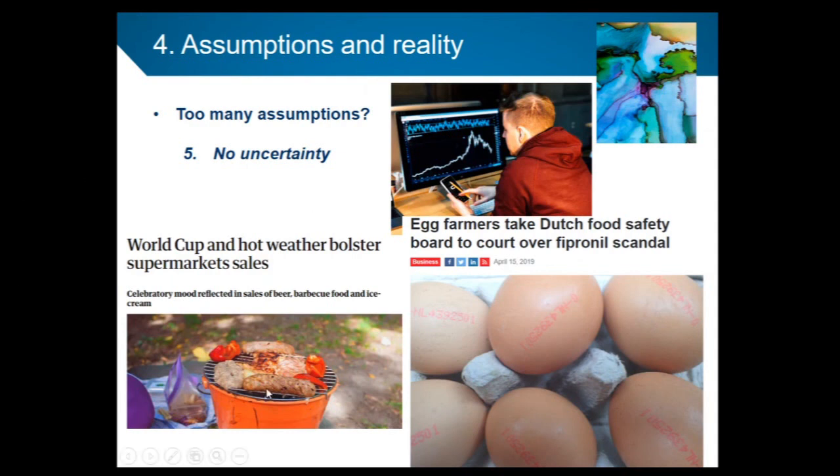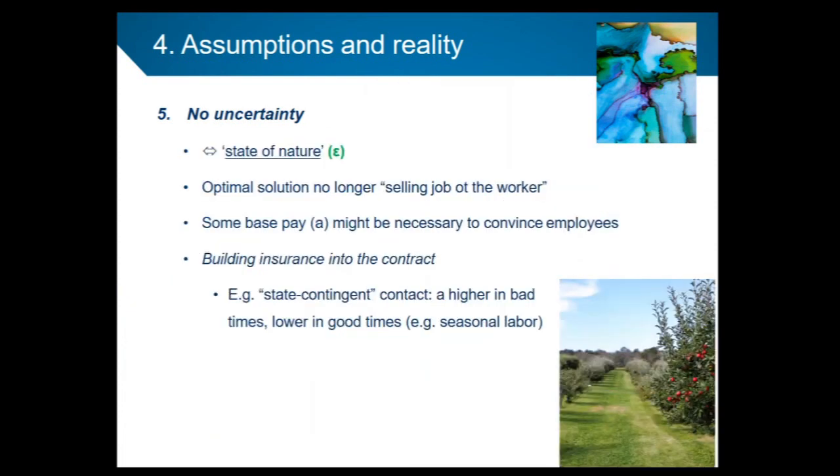Or it could also go the other way. Imagine I have started a business selling barbecues, and suddenly it's the warmest summer in decades. My sales go up. So these are actually events we can't control. So we call this uncertainty or state of nature. This is indicated with the Greek letter epsilon.